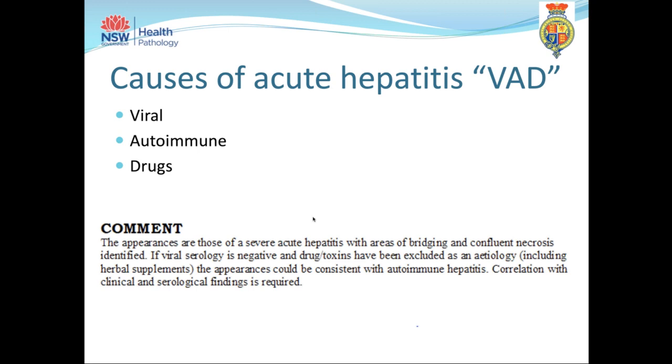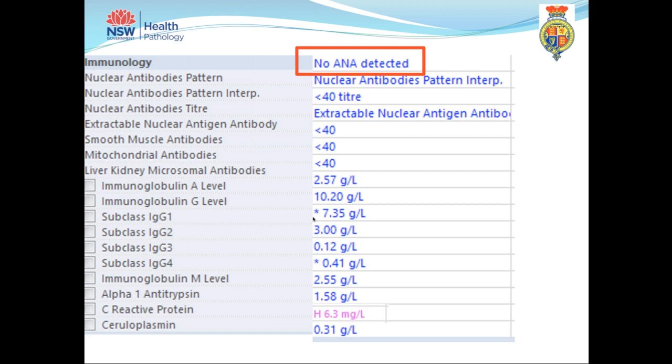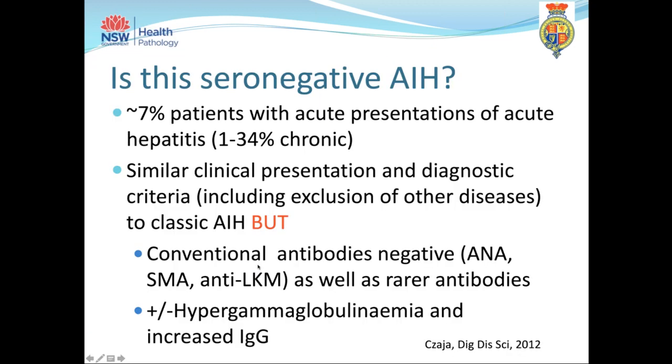Having emphasised the importance of clinico-pathological correlation, I clearly hadn't done it in this case, because when I looked up the autoantibodies, they were in fact negative, and IgG was also not raised. So these are difficult cases, and they seem to come up quite often. The question being, is this seronegative autoimmune hepatitis?